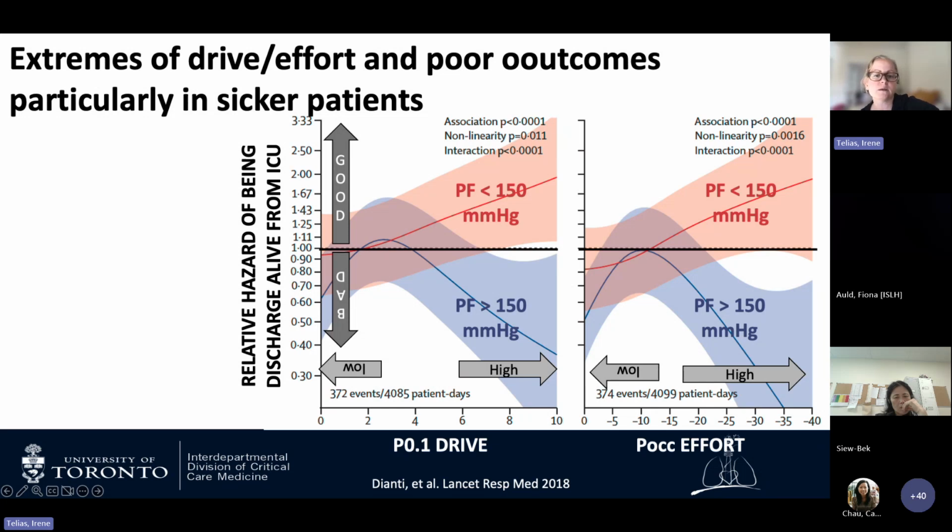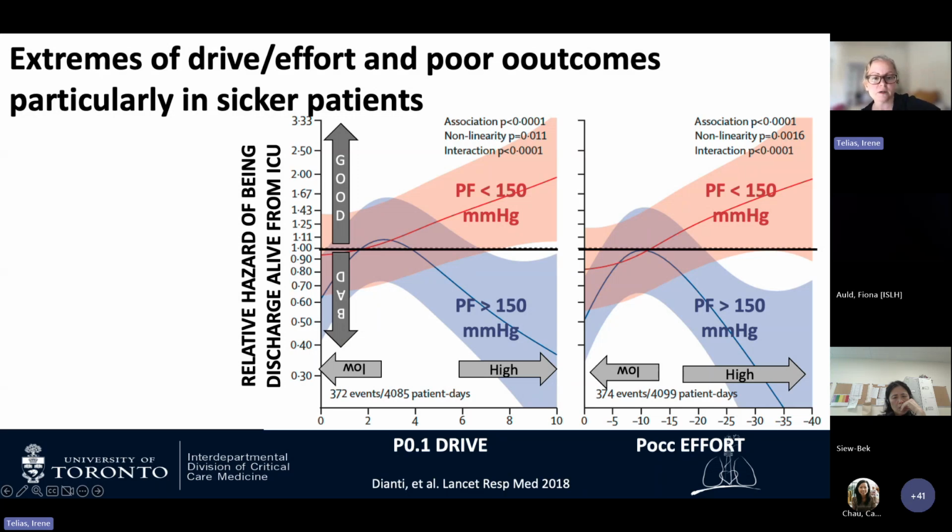So in patients with, oh, sorry, I'm really sorry, I think I put this wrong. This is PF, the blue is PF lower than 150 and the red is PF higher than 150. So if you're less sick, this is wrong, it should be higher than 150, the higher the drive and also willingness of the physicians to liberate you, the better. And the same for the effort.